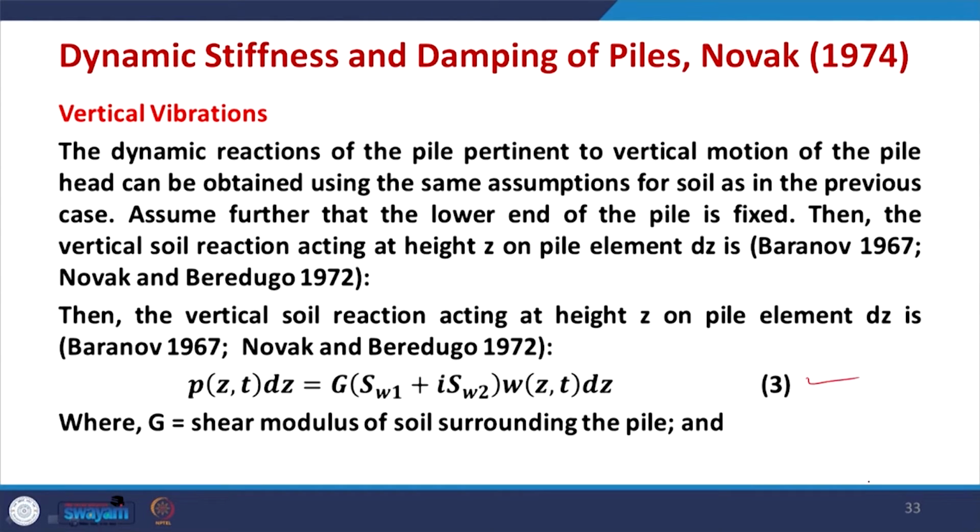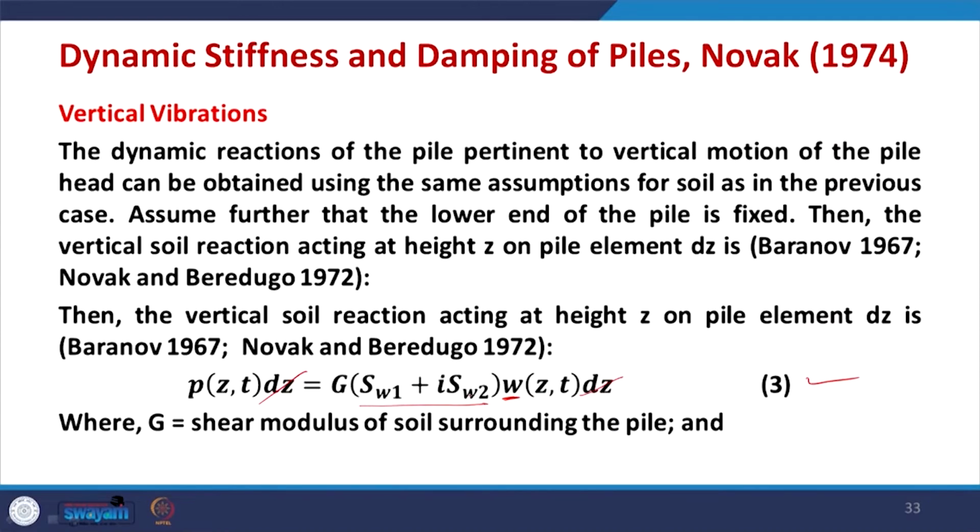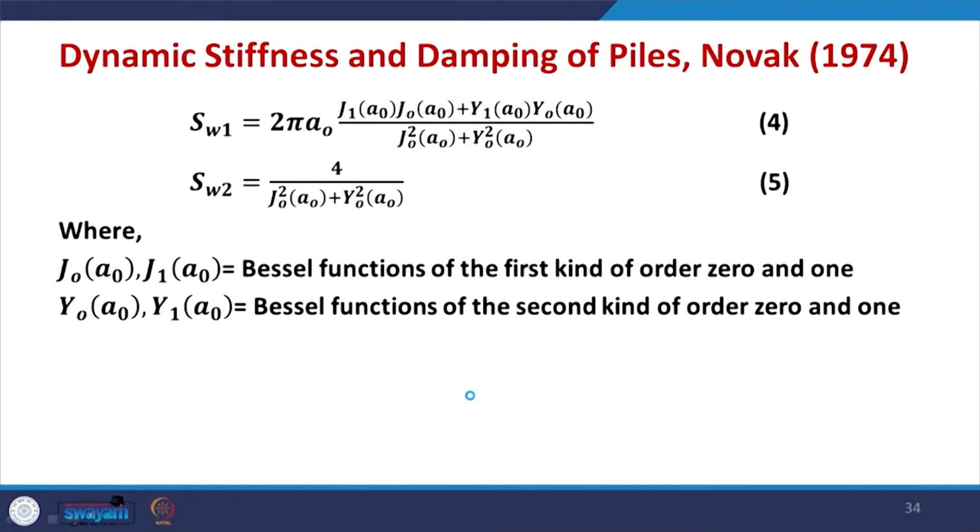Equation number 3 gives you the soil reaction, which can be found using G multiplied by (SW1 plus i SW2) W, where dz is cancelled out from both sides. So, basically soil reaction can be found from this relation, where W is the displacement in the vertical direction. If you know SW1 and SW2, then you can set a relation between soil reaction and displacements. So, here again the basic issue is how to get the values of SW1 and SW2.